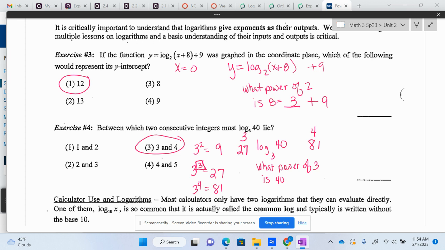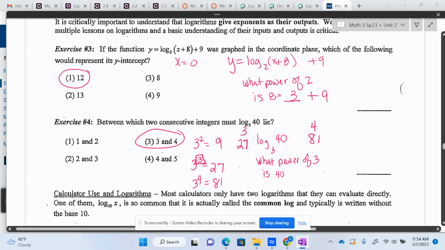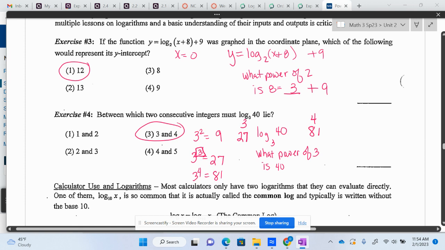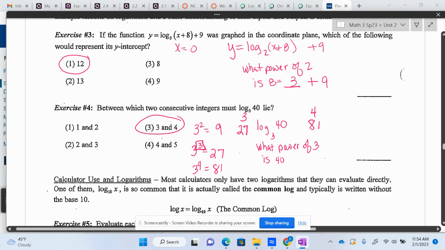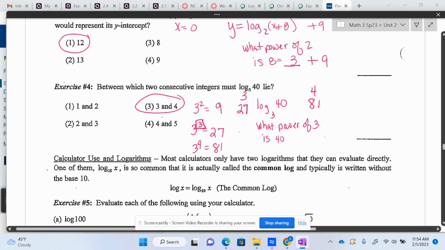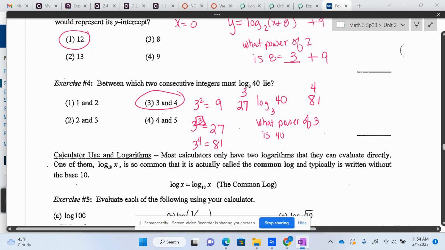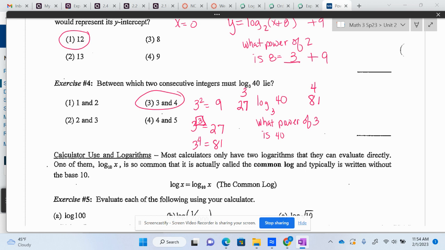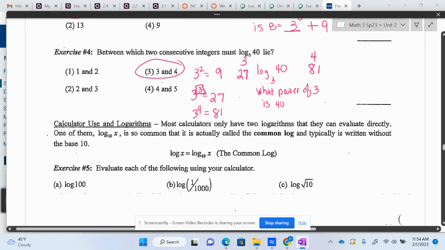Most calculators only have 2 logarithms. So when you see just the common log, we don't write log base 10, we just call it log x. That common log is what your calculator uses: if you just hit the log button, that's always going to be log base 10. I'll show you how to get to a log that's a different base in a second.